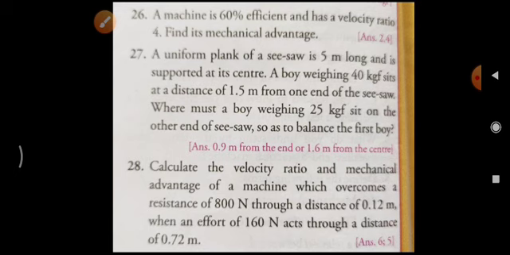Today we will discuss some more question answers from the section exercises, that means 27 onward. So without delaying, let's get started.